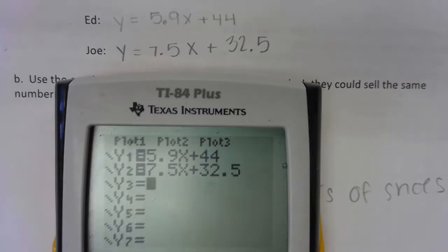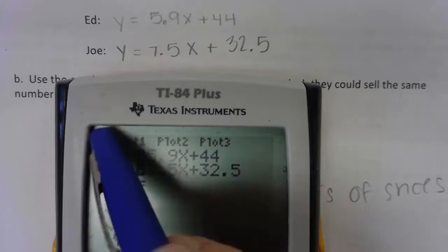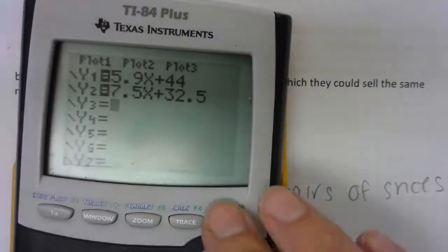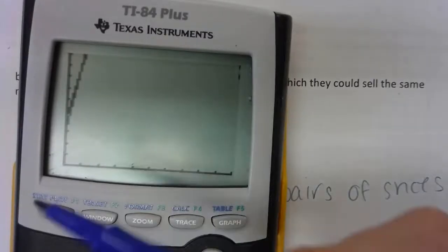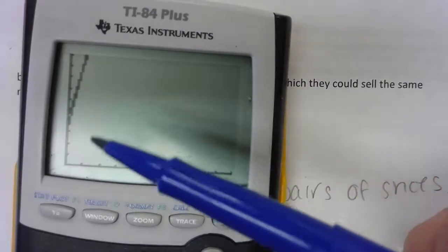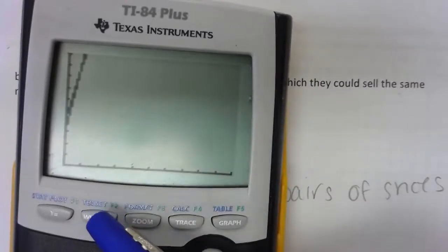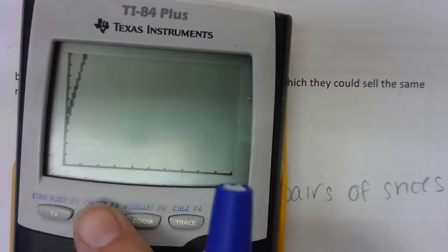So once you have your equations typed in, we now need to make the graph area fit. So if you just hit graph right now, what you'd see, at least for mine, is two lines kind of lightly on top of each other stuck in a corner. So that's not very helpful. So what we're going to do is hit the word window. We need to fix our graphs to be what they need to be. So hit the word window.